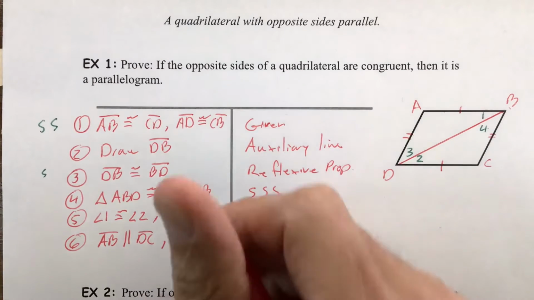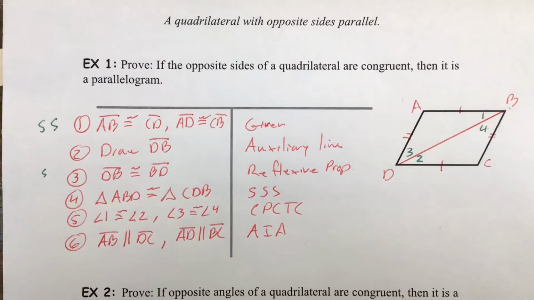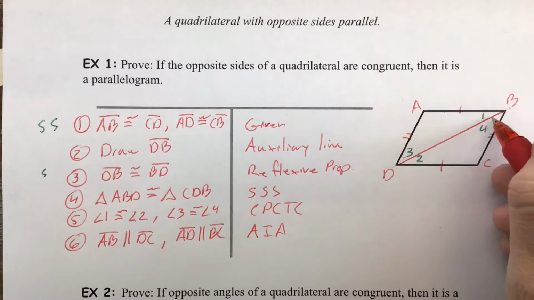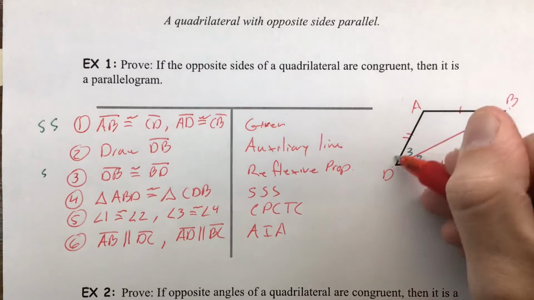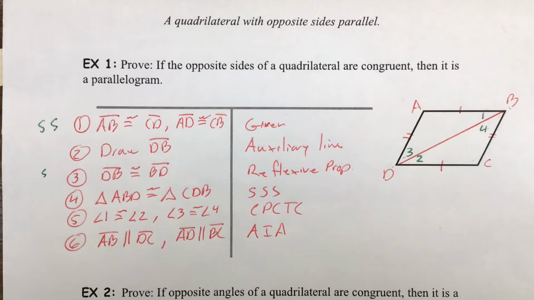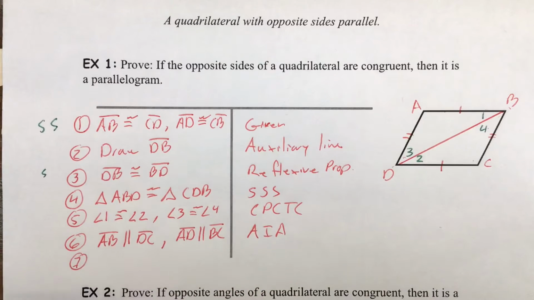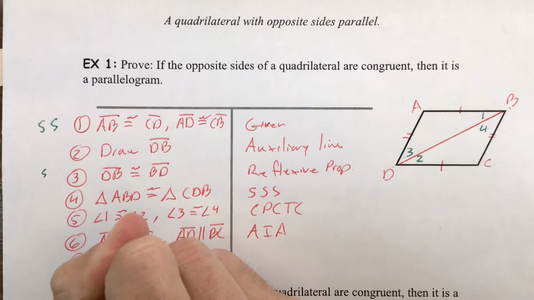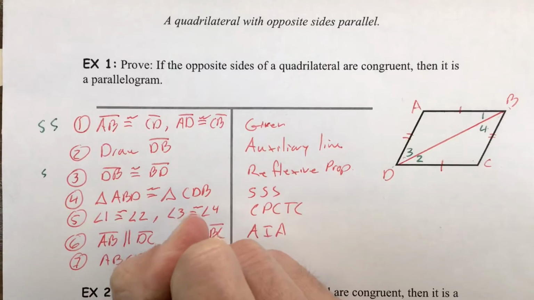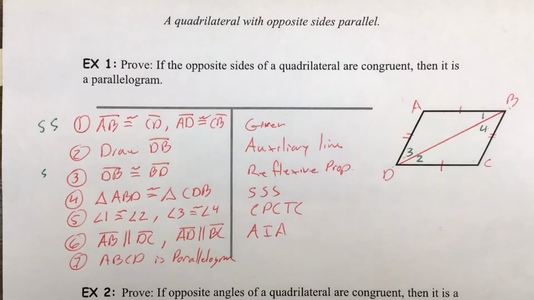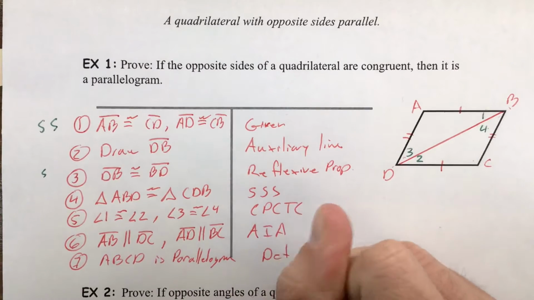AD and BC are parallel because of 3 and 4. Those fit the definition of alternate interior angles as well, because you've got that transversal here. You also have those two sides. And technically, we do have one last step that we should write. Step 7, we can say that ABCD is a parallelogram. And the reason is the definition of a parallelogram.